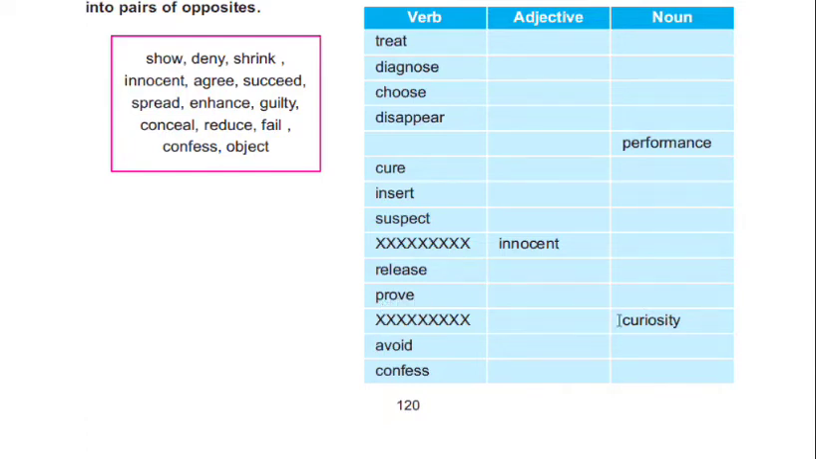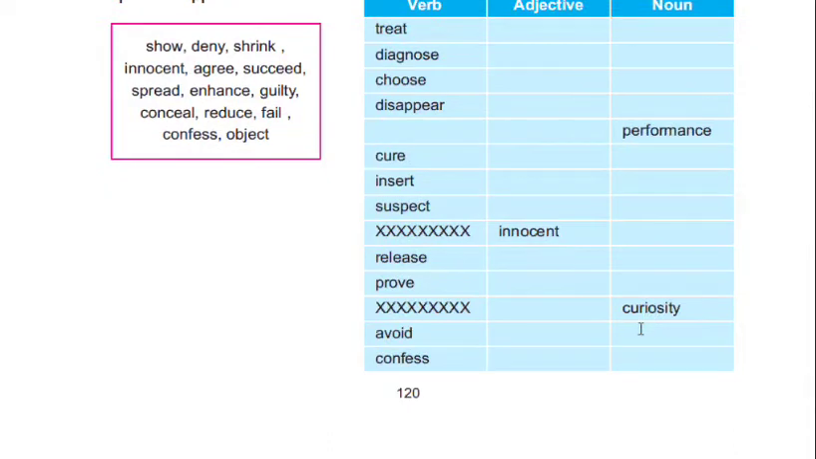Proof is the noun. Curiosity is the desire to know more about someone or something, to know what's going on and what's happening. The excessive desire to know what's going on, that's curiosity, and the adjective is curious.